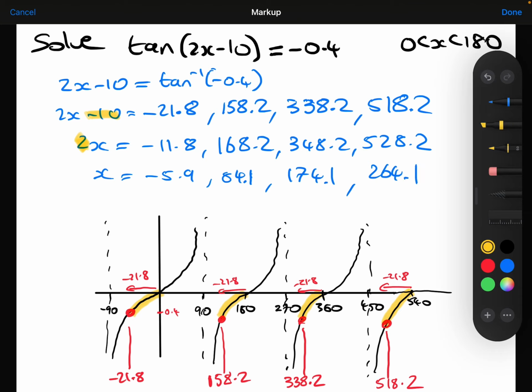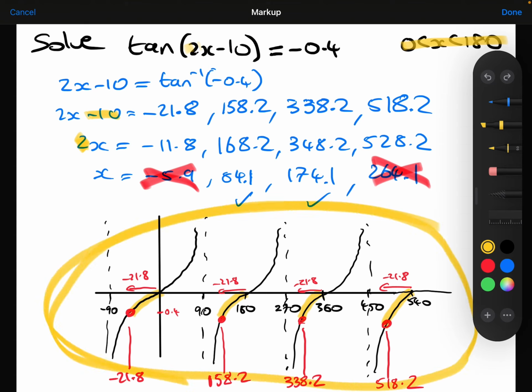I wanted to give answers between 0 and 180. So I'm not going to include the minus 5.9 or the 264.1, but I am going to include the 84.1 and the 174.1. Those are both the answers that I'm going to give to this question. So on this topic, be careful when you have this on the inside. When you have that on the inside, do not divide by 2 or add 10 or anything like that until you have drawn the graph.